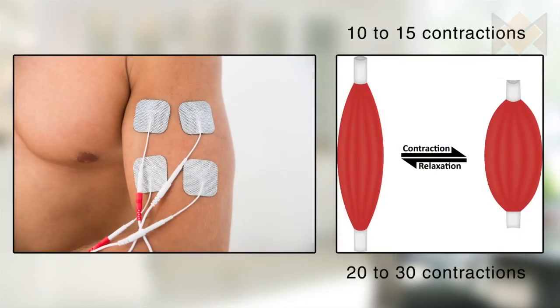For strengthening, we want to consider having the stimulation set so the patient is performing 10 to 15 contractions. If the goal is to relax the muscle, then we want to give the muscle less time between contractions so the patient would have 20 to 30 contractions.